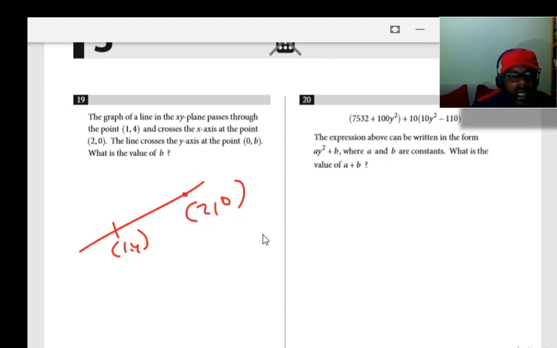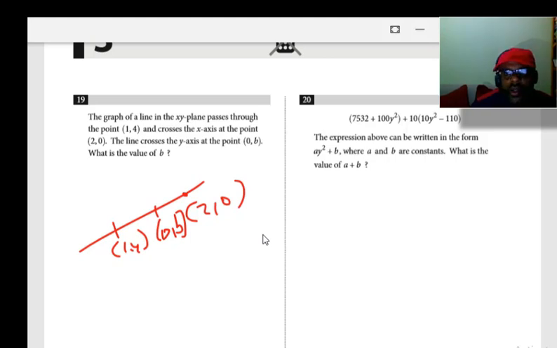The line in the xy plane passes through this point, and crosses the x-axis at this one, and the line crosses the y-axis at 0, b. All of them are on the same line. What's the value of b?